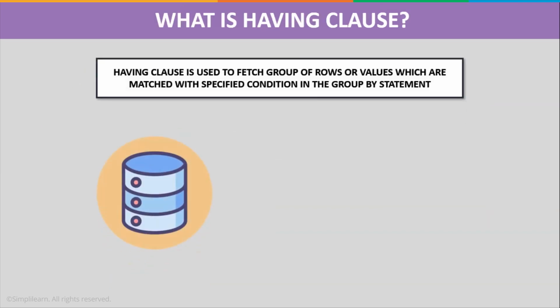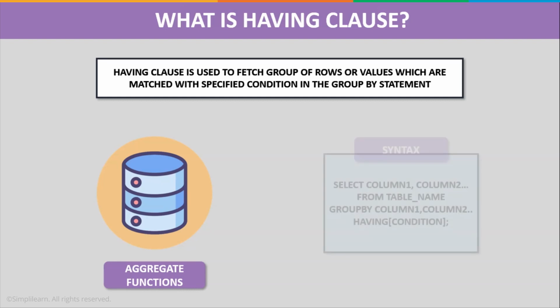Let us now understand what is the HAVING clause in SQL. The HAVING clause is generally used along with the GROUP BY clause, and it is used to filter the results obtained by the GROUP BY clause based on some specific condition. HAVING clause is quite similar to WHERE clause, as both are used to filter records in SQL. But the WHERE clause cannot be used with aggregate functions like COUNT, MAX, SUM, etc. Which is why the HAVING clause is needed.